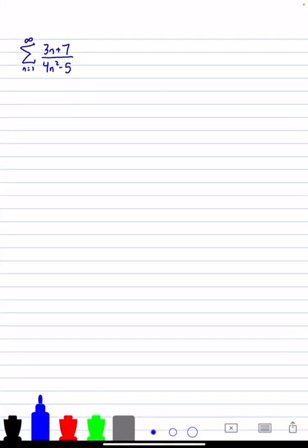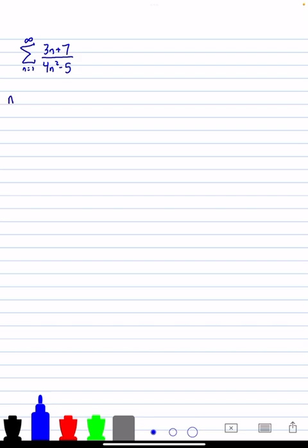So here we want to show you how you can use different types of tests to confirm the convergence or divergence for a series. So here we have the series 3n plus 7 divided by 4n squared minus 5. Now the first thing I want to do is use the nth term test for divergence, because usually when we see a series written in this manner, that's the first thing that we try to do.